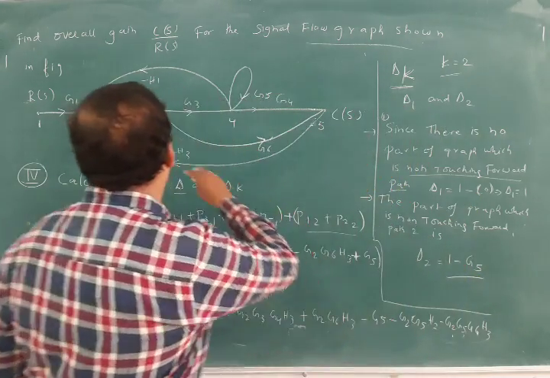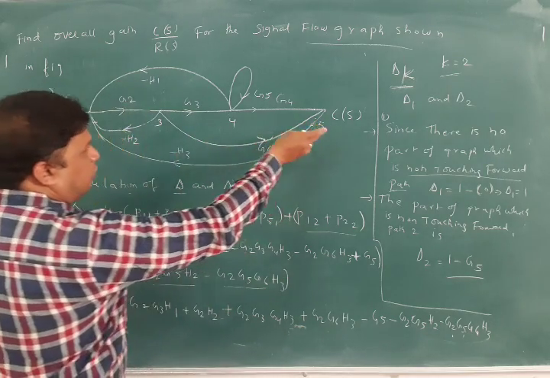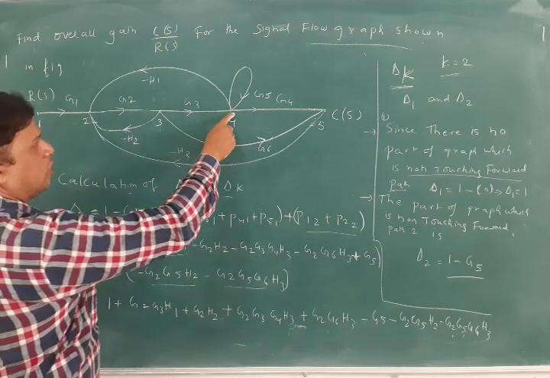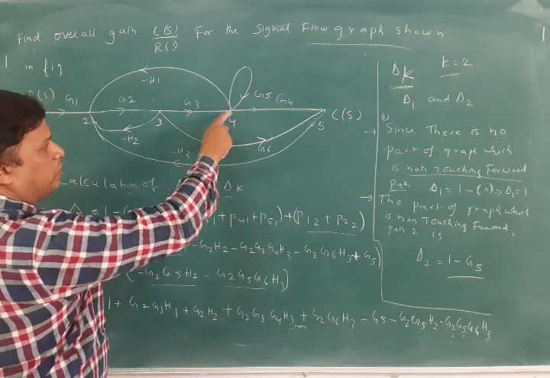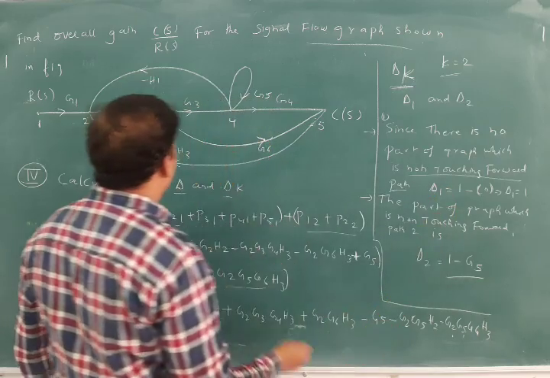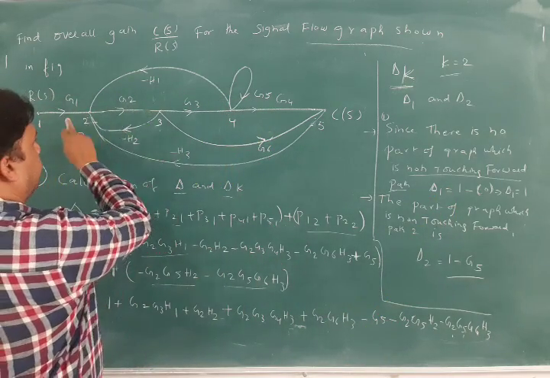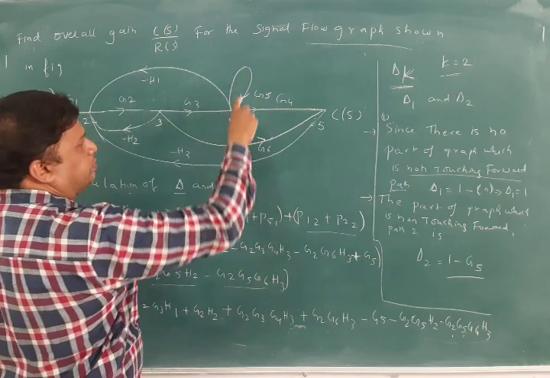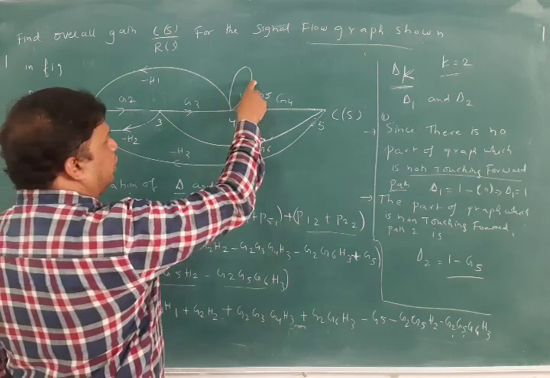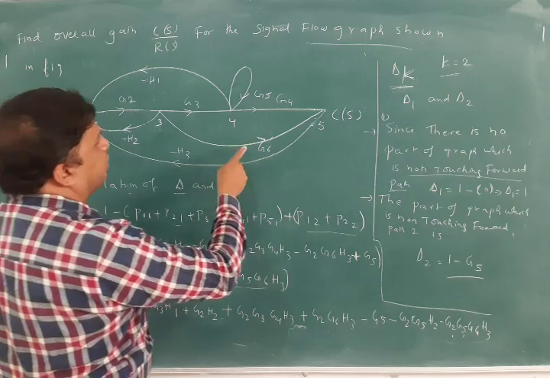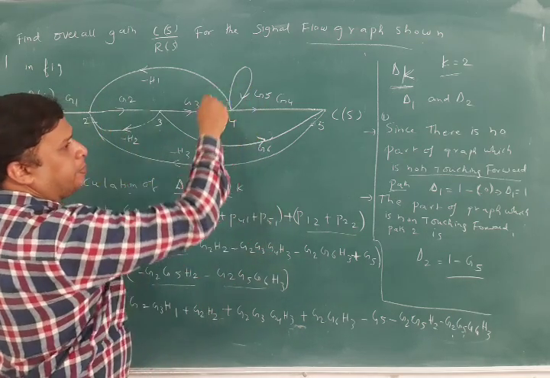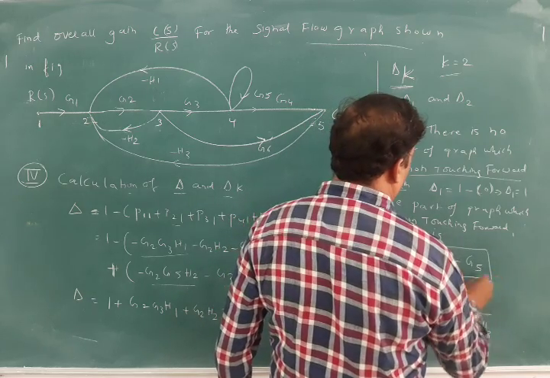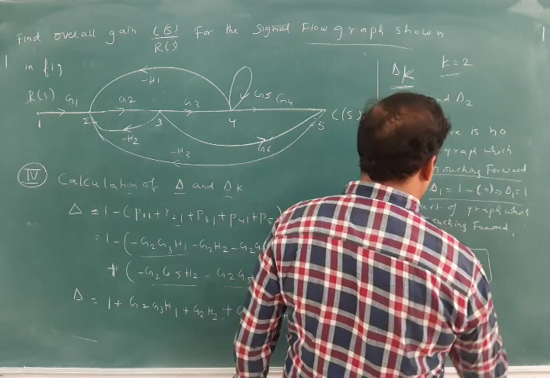As in the first forward path from 1 to 5, there was no non-touching loop, because here G4 also touches, so we wrote 1 minus 0. Now the second forward path, 1, 2, 3 and this 3 to 5, is non-touching. So in this forward path this is non-touching, and therefore what you have done is 1 minus G5, this loop gain. So delta 1 is already here, 1, and delta 2 is equal to 1 minus G5.